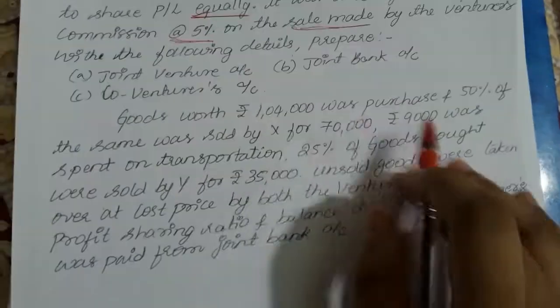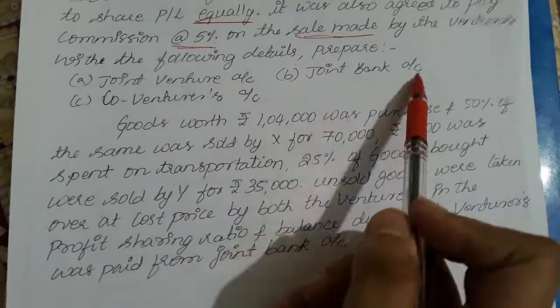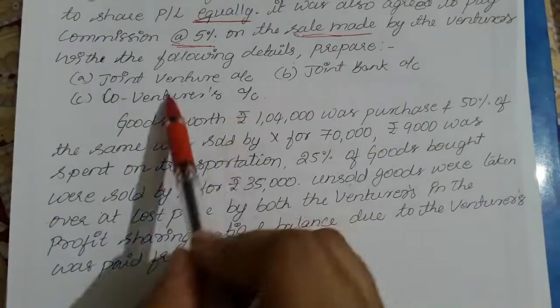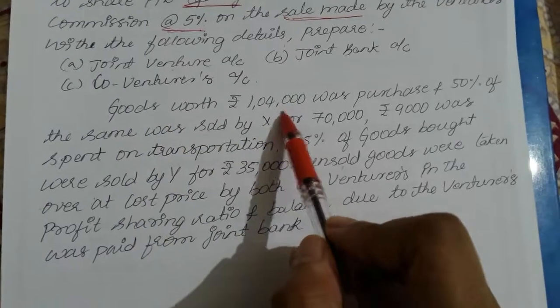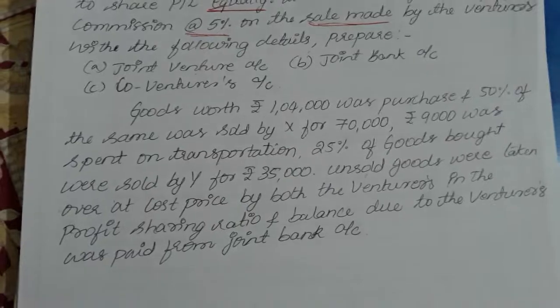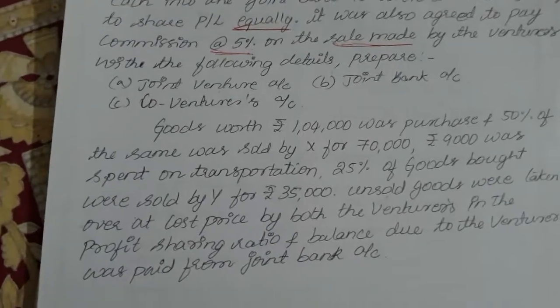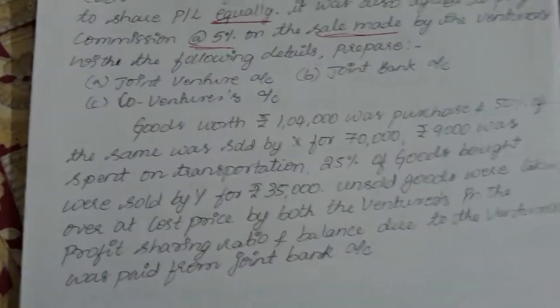Done. Next, what are the accounts you are supposed to prepare? Joint venture account, joint bank account, co-venturers account. So these 3 accounts need to be prepared as usual. So next, goods worth 1,40,000 were purchased. So what is the purchase value? 1,40,000. So here in the joint venture, even the purchase is considered as expenses, right?